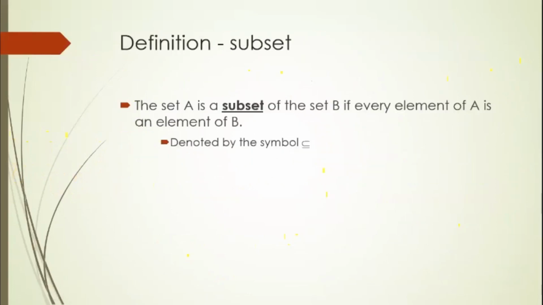A set A is a subset of the set B if every element of A is an element of B. It is denoted by this symbol. Okay, it's like a letter C with a horizontal line. That is for a subset. The definition itself is quite confusing because some of you might not be able to get it in the first reading. But to make it easier for all of us to understand, let us see an example here.